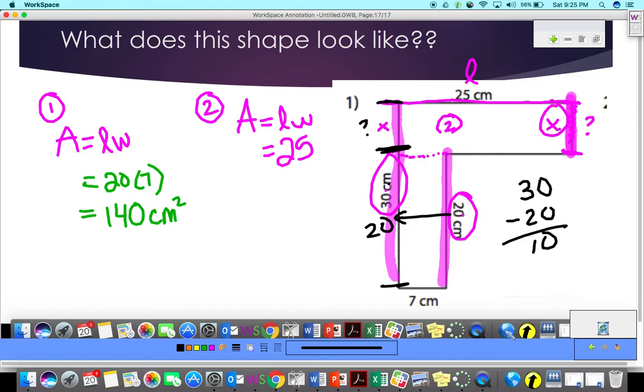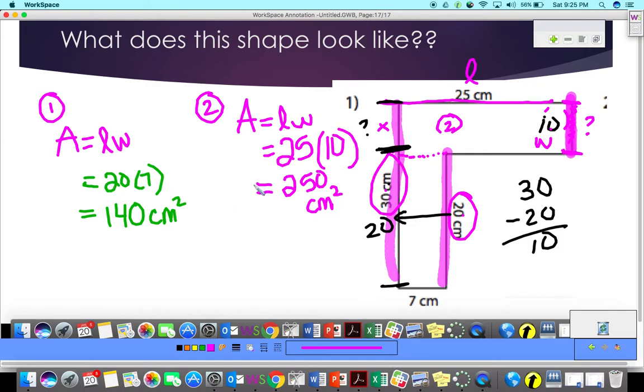Now, all that I've done right now is figure out this length or this width. I haven't actually used it in my area formula yet. So let's go back there for a minute. What I have to think about now is I need to be able to find the area of this shape using the length, which was 25, and now the width that I just figured out, which was 10. 25 times 10 is 250 centimeters squared.